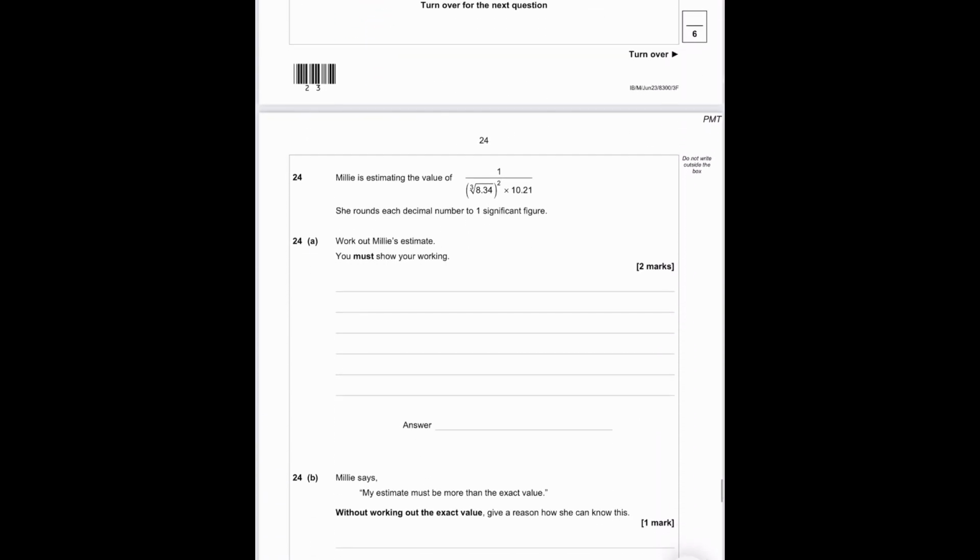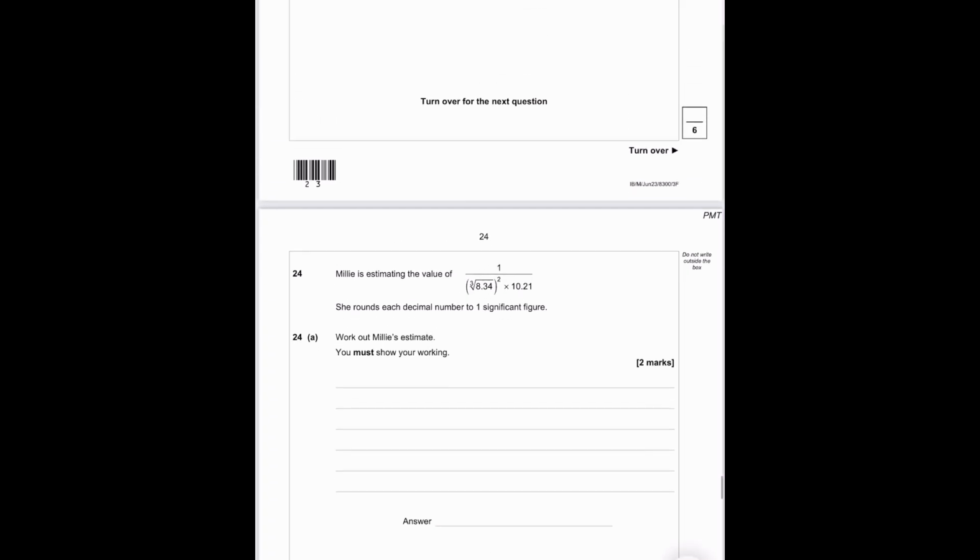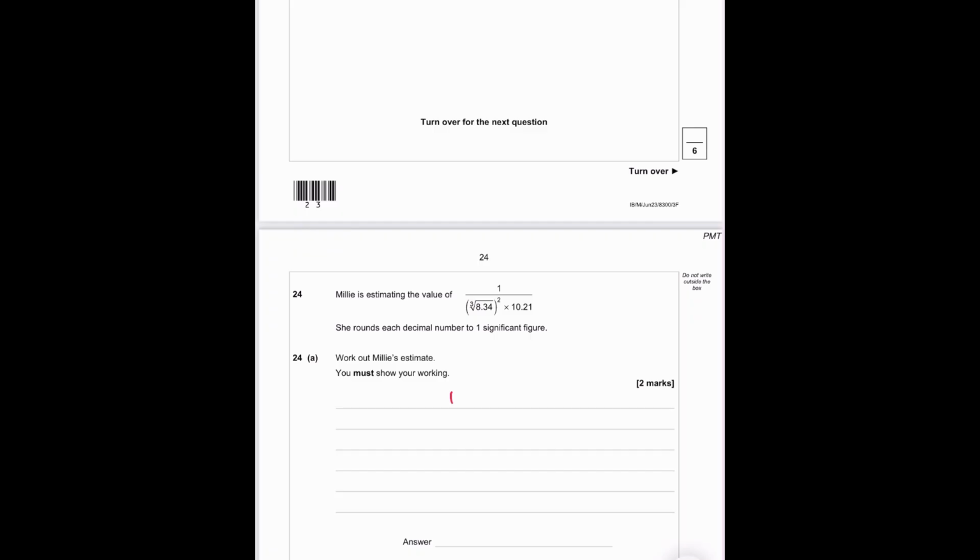Millie is estimating the value of this. She rounds each decimal to one significant figure. Work out her estimate. So 1 is going to stay as 1. Then we've got the cube root of 8.34. Now the cube root of 8, and we are going to square that, times 10.21, which is going to stay as times 10. Now, the cube root of 8 is 2, and 2 squared is 4. So that's going to give us 1 over 4 times 10, which gives us an answer of 1 over 40.